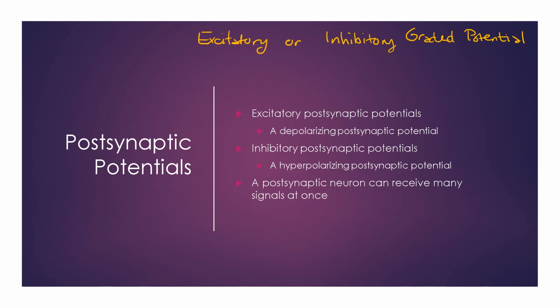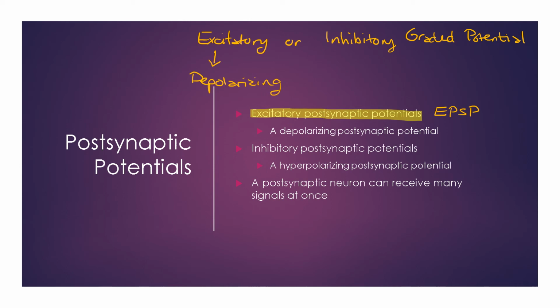A neurotransmitter that causes depolarization of the postsynaptic membrane is excitatory because it brings the membrane closer to threshold. So a depolarizing postsynaptic potential is called an excitatory postsynaptic potential. These are also called EPSPs. Although a single EPSP normally doesn't initiate a nerve impulse, a postsynaptic cell does become more excitable.